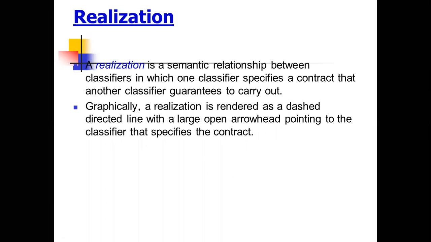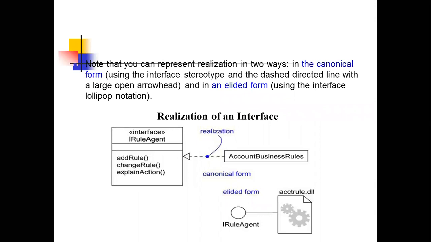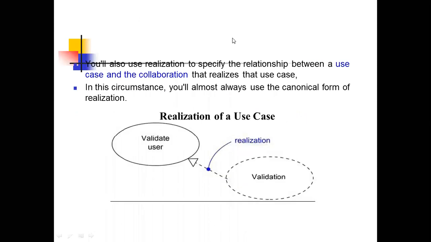Then we have seen the realization relationship. It is a semantic relationship between classifiers in which one classifier specifies a contract that another classifier guarantees to carry out. Here we have seen the graphical representation of realization, and the realization in use case. How to denote that realization? See this arrow. This is the way we can give the realization relationship.